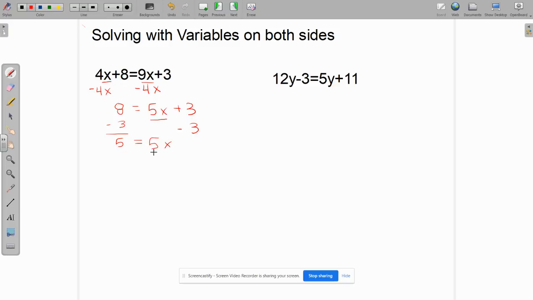Now looking at this, I want to isolate just the x. To get rid of this 5 as the coefficient, I'm going to divide by 5. What I do to one side, I'm doing to the other. That equals 1, and you have x equals 1.